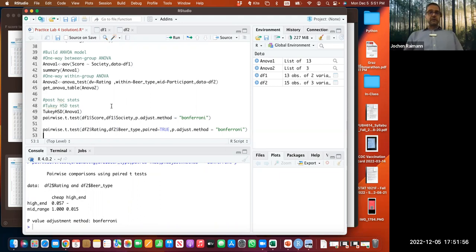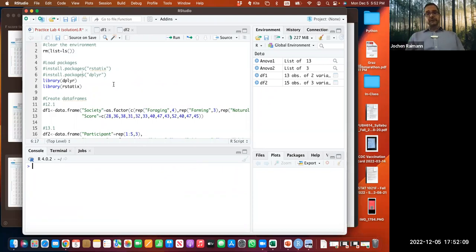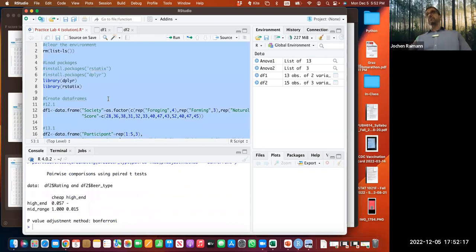Good. For the last minutes, I'll quickly walk you through how to solve the practice lab number 4. You press control, you click first in the console, Control and L. You clear this entire thing. You click in the script. You press Control and A. You press Control and Enter. You run it all, but make sure that 5 and 6 were commented out, so that you don't install the whole shebang again.